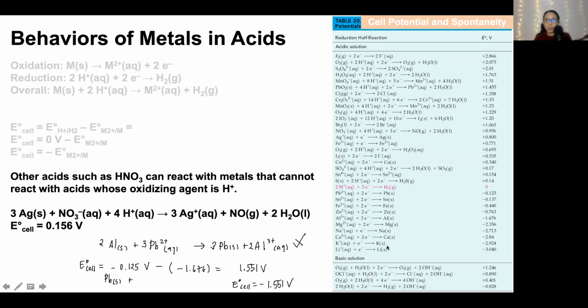So any solid here in the hierarchy can displace an ion above it. So calcium can displace iron 2, lithium can displace lead 2, and so on. But tin here cannot displace aluminum 3. Iron here cannot displace lithium, and so on. So there's also this concept of hierarchy, or the ability of metals to displace ions in solution.